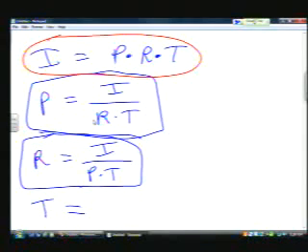Divide both sides by R. Definitely, you're going to take the top equation and divide both sides by R. And what else are you going to divide both sides by, besides just R? P. Well, we're solving for t.